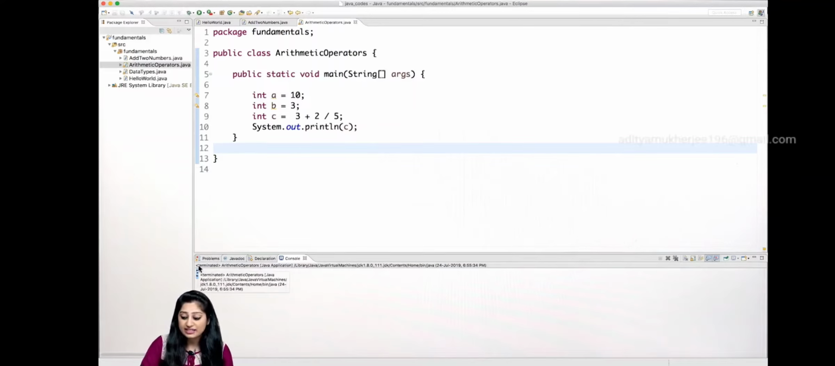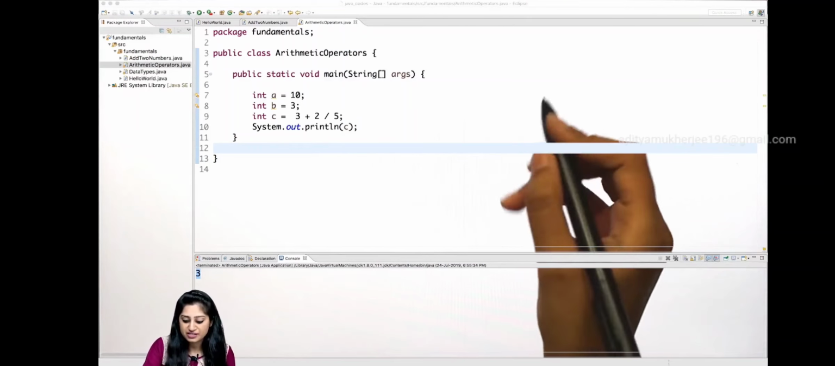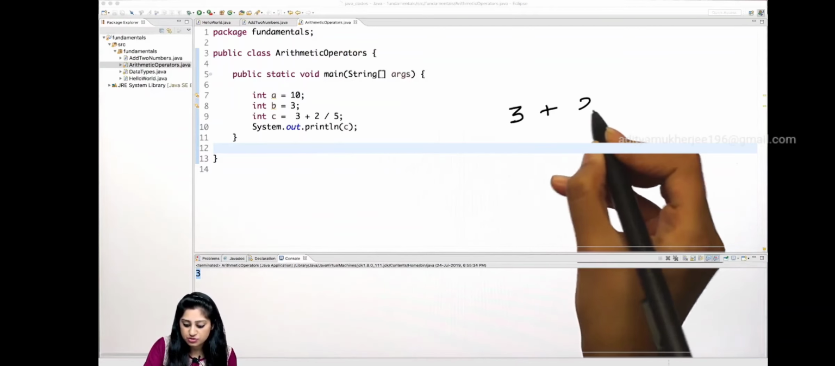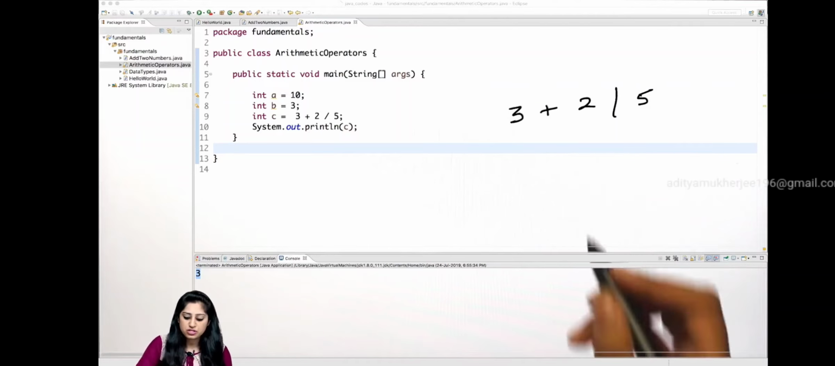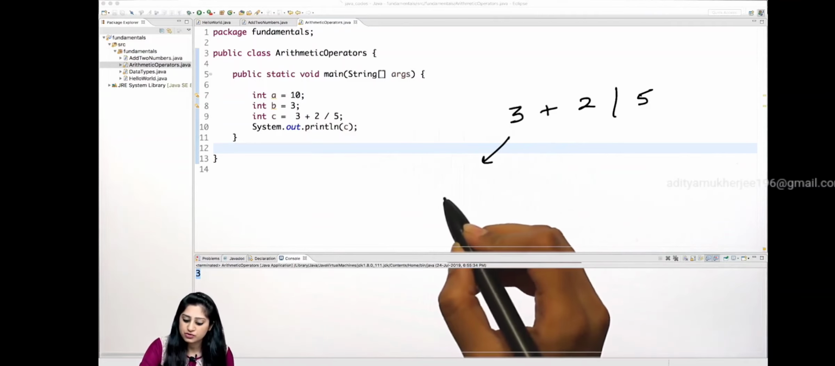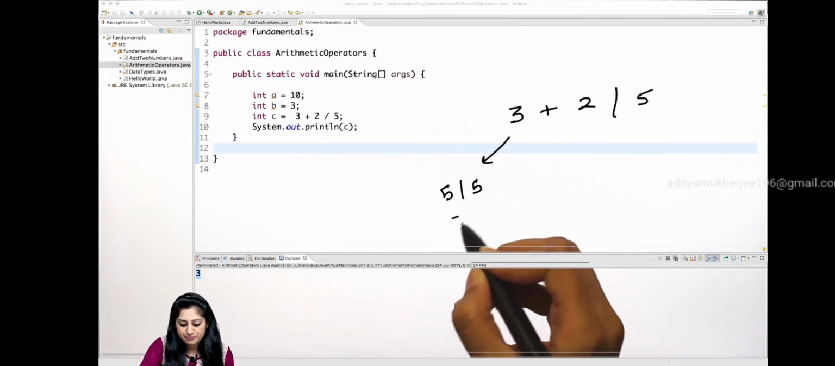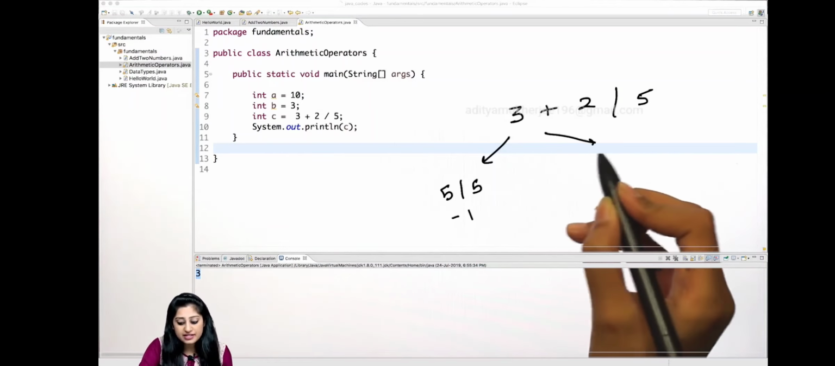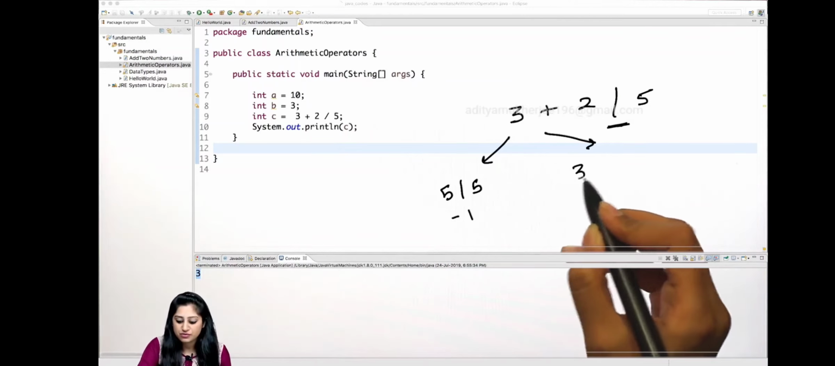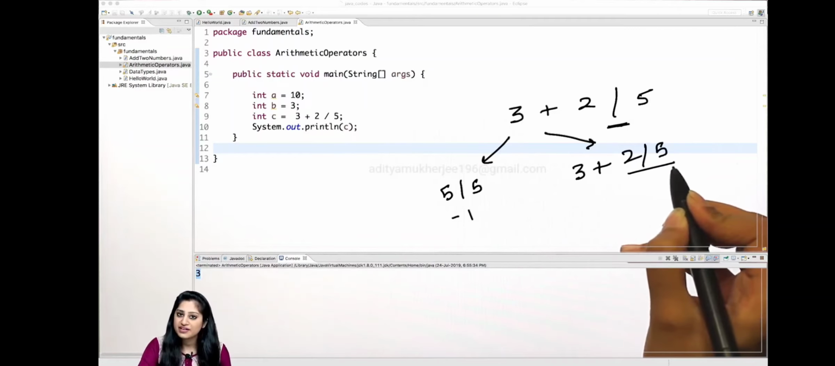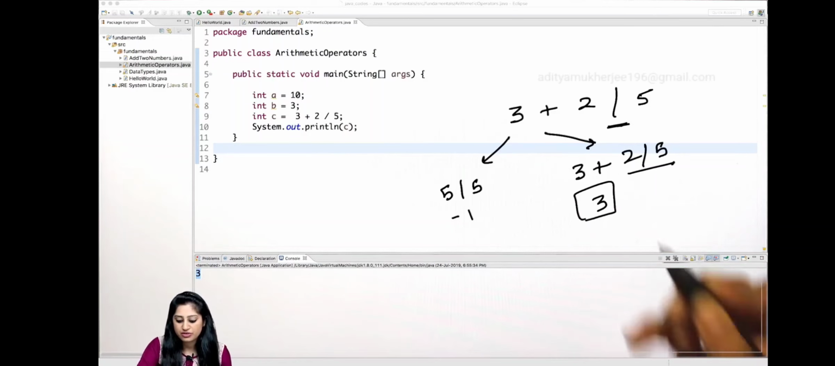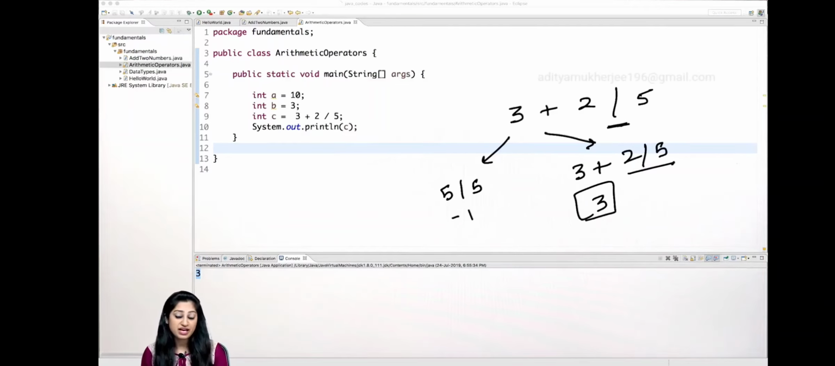Now by that we actually mean that if we have an expression like this, 3 plus 2 by 5, the only point of confusion is whether plus will happen first or whether divide is going to happen first. Had plus happened first, it would have been 5 by 5, and the answer would have been 1. But here in this case, division is what is happening first. So this is 2 by 5, which is 0. So the answer is 3 only. Okay, so this is what we have as the answer.